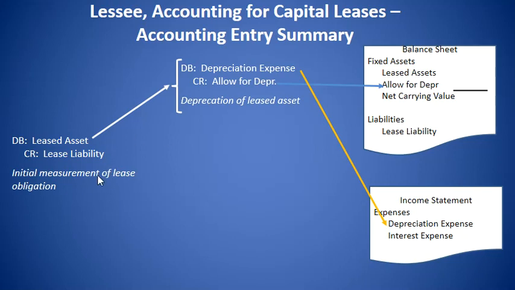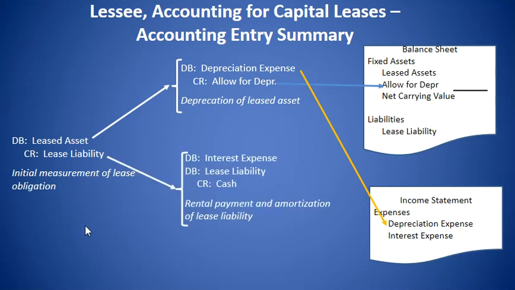From there, our lease liability generates the entry where we record our rental payment, and we also record the amortization of our lease liability net of our interest expense. Again, interest expense will be recorded on the income statement, and the payment will be recorded as a reduction of our lease obligation on our balance sheet.